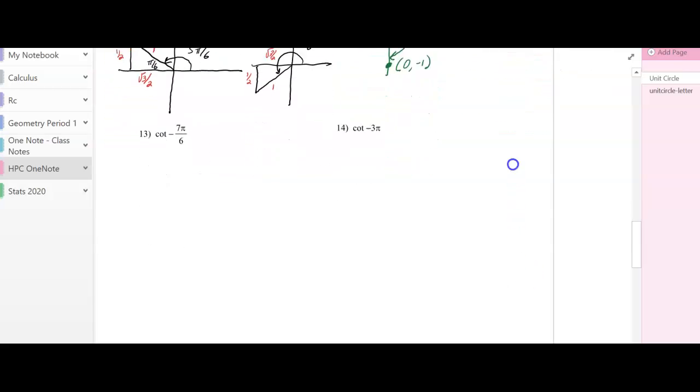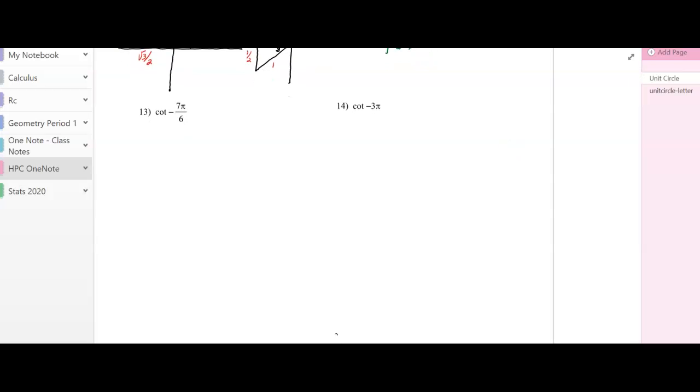Let's take a look at the last two examples. The cotangent, so I'm going to write this in the margin again. The cotangent is the reciprocal of tangent. So the cotangent is defined as the x over the y coordinate. And I want to make sure that you remember those definitions.